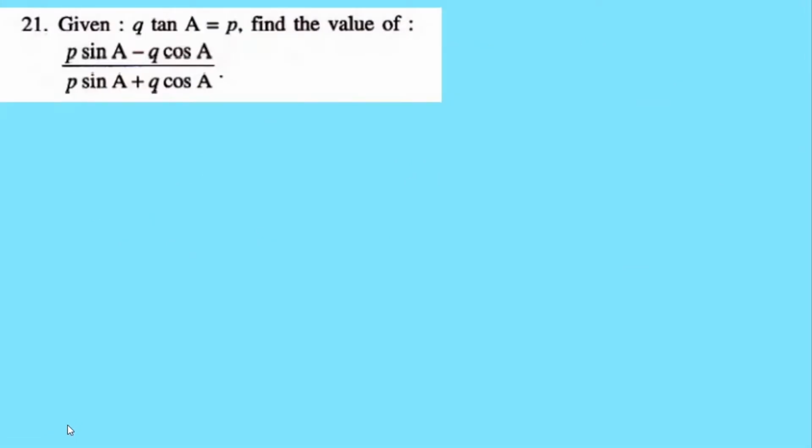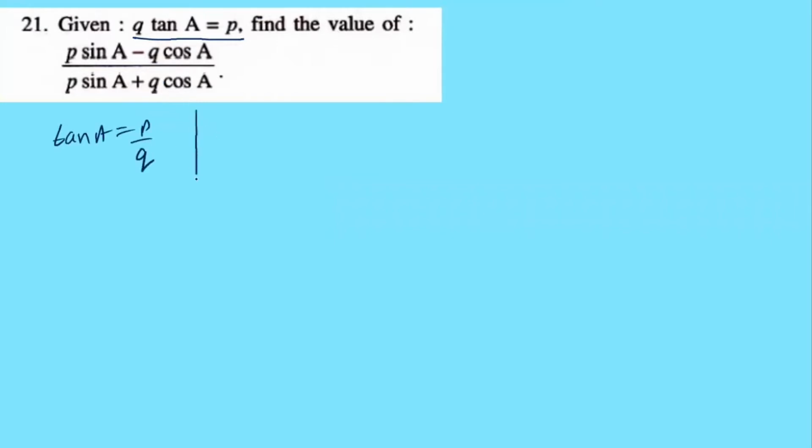Start with question number 21. You are given Q tan A is equal to P. Find the value of P sin A minus Q cos A upon P sin A plus Q cos A. Since Q tan A is equal to P, you get tan A is equal to P upon Q.